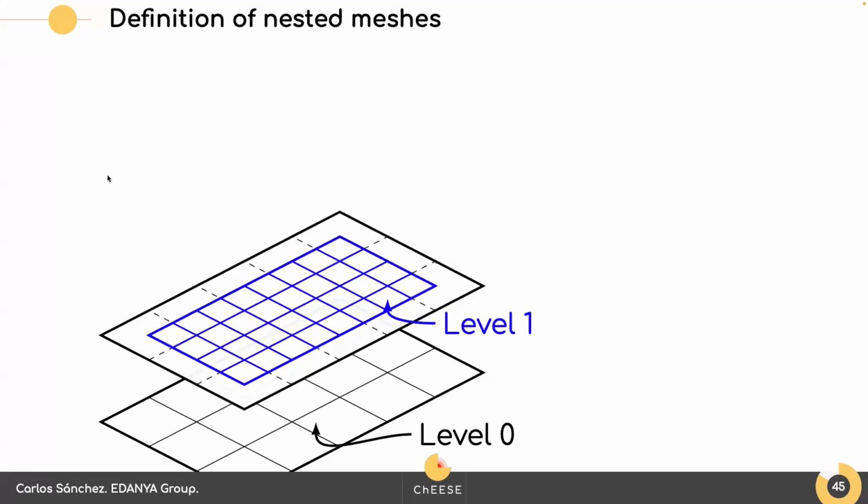So we establish a refinement ratio. First we define the ratio, and it must be a power of 2 ratio. So we can just use 2, 4, 16, 64, etc. So it must be a power of 2 refinement ratio.